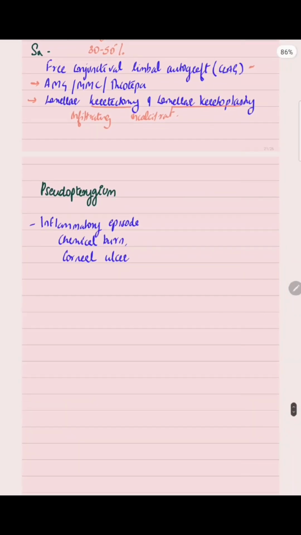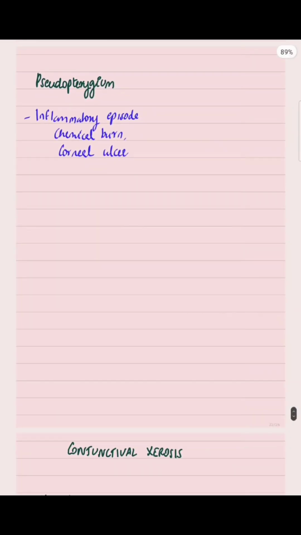Then lamellar keratectomy or lamellar keratoplasty for deeply infiltrating, recurrent, recalcitrant pterygium, or pterygium involving the pupillary area. McReynolds' operation and postoperative beta irradiation were old techniques. They are not used now.